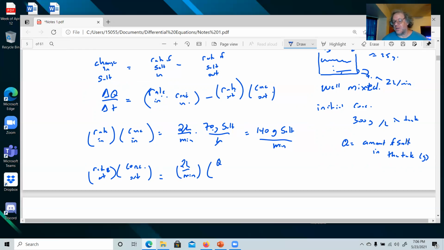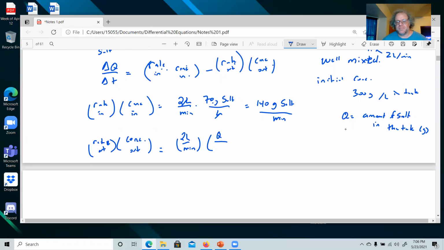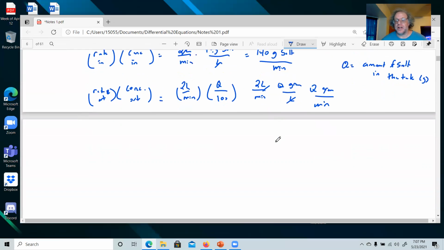So there's a certain amount of salt in the tank, Q, divided by 100 liters. So this is 2 liters per minute times Q over 100 grams per liter, which gives Q over 50 grams per minute going out. We still have the same units, and checking the units is always a good thing to do. We have 140 grams of salt coming in per minute and Q over 100 times 2 grams of salt per minute leaving, and it is our job to figure out what's going on here.